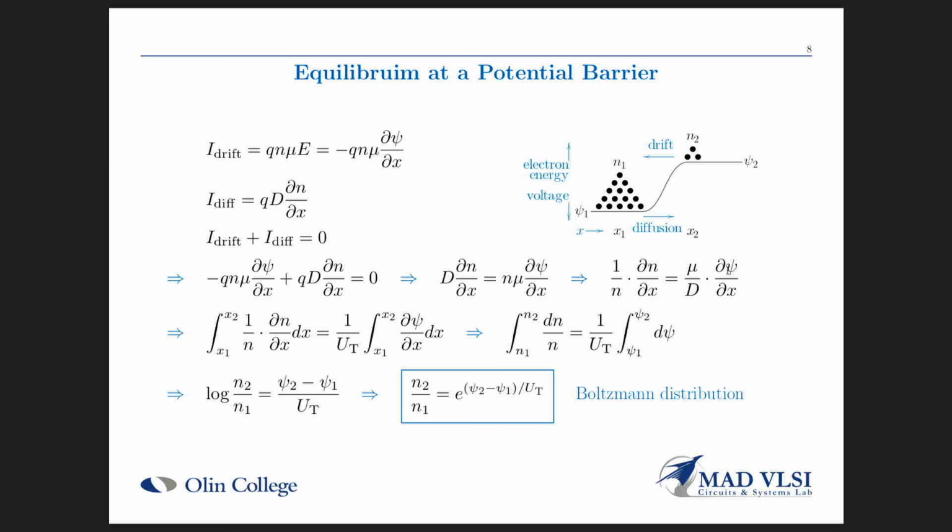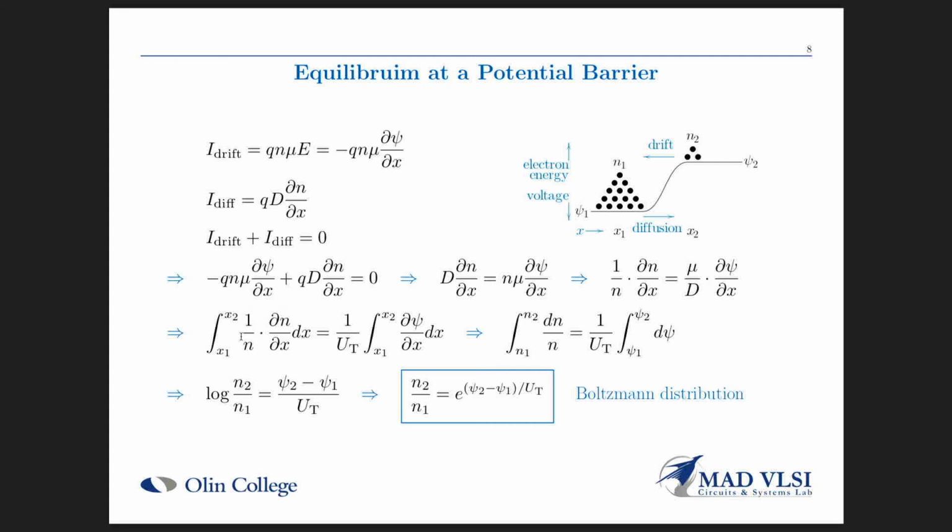And what we're going to do is integrate over space to get rid of the derivatives here. So we multiply both sides by dx, and we integrate from position 1 to position 2 on the left-hand side. We do the same thing on the right-hand side. We multiply by dx, and we integrate from x1 to x2. 1 over Ut, we've plugged in for mu over D. Right, that's the Einstein relationship.